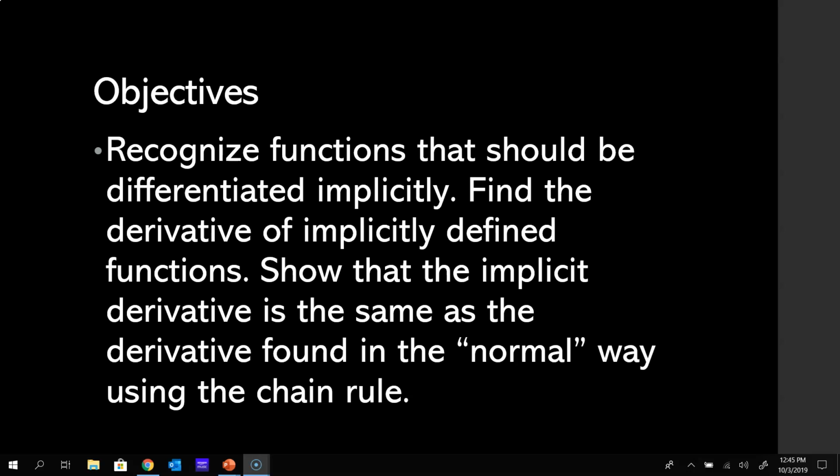What I want you to know is, great, you know how to use implicit differentiation. But if you don't understand why that stuff works, you might have trouble on the AP test. So go back and watch the theory video if you haven't already seen it.